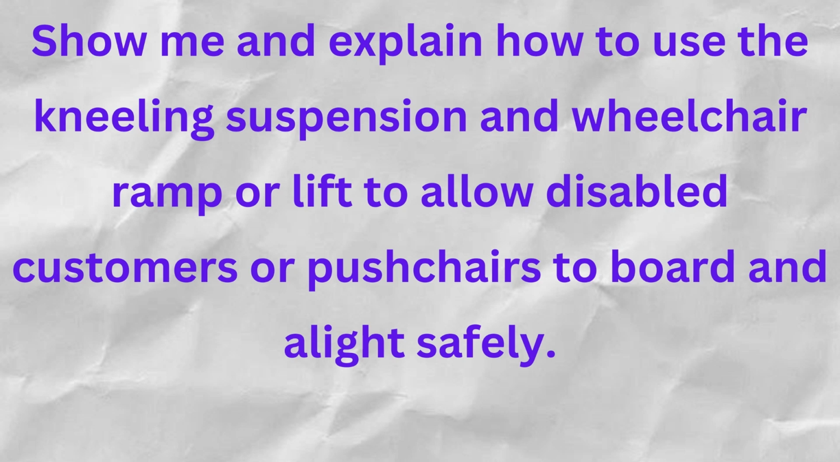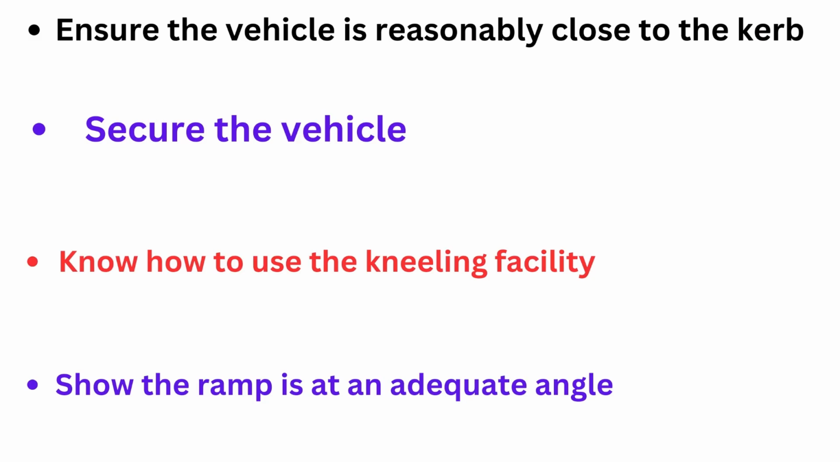Show me and explain how to use the kneeling suspension and wheelchair ramp or lift to allow disabled customers or pushchairs to board and alight safely. 1. Ensure the vehicle is reasonably close to the curb. 2. Secure the vehicle. 3. Know how to use the kneeling facility. 4. Show the ramp is at an adequate angle.